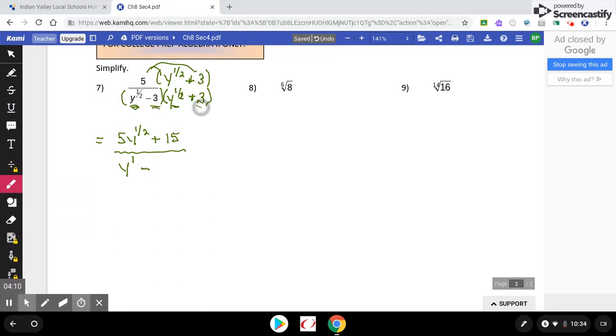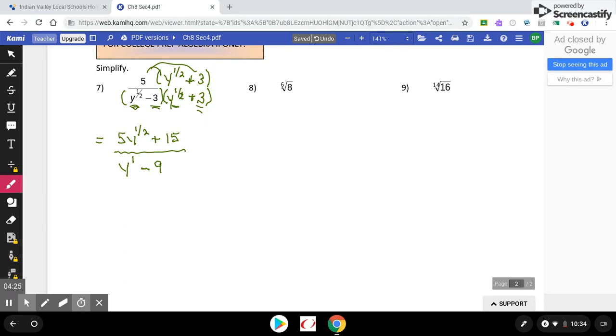Last one times last one would be -9. And while that answer doesn't appear to be a whole lot better than the previous problem itself, we did get rid of the fraction exponent on the bottom, which is also understood to be a root, and it's called rationalize the denominator.